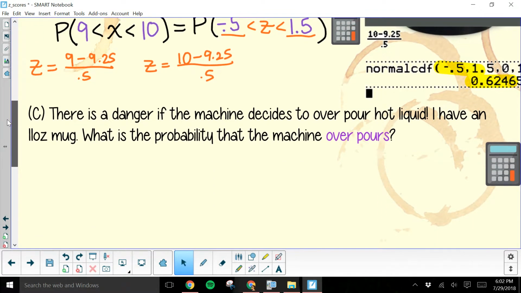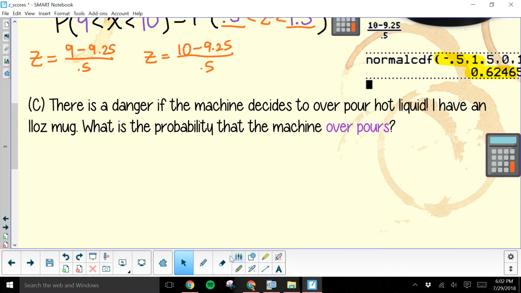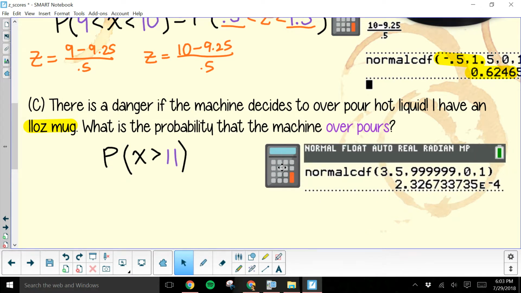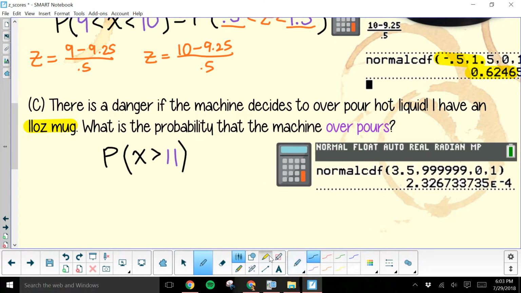On C, it wants to know there is a danger of overpouring because I want to know what happens if I get above 11 ounces. That's a standard large mug. So again, what are the chances that whatever amount I get, I've overpoured, which is above 11 ounces? Again, hopefully you calculated another z-score for 11. If you did, you should have got 3.5, which should have been interesting.